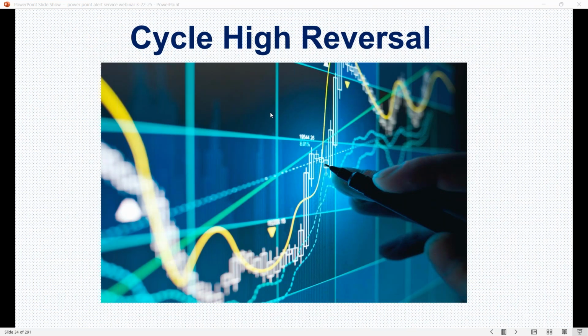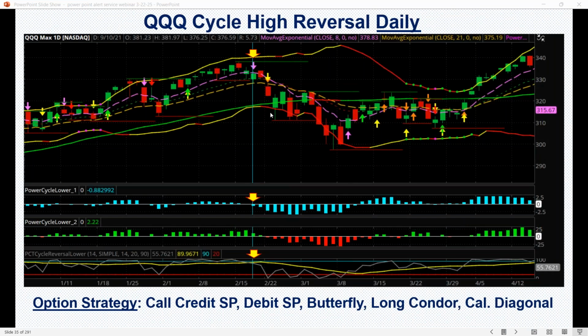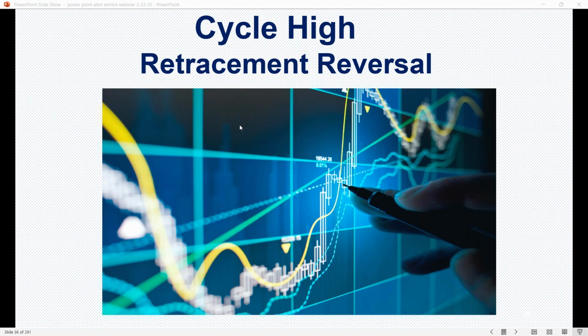And then we have the cycle high reversal, which is where you come up, you're above all the key moving averages, and then the market gets fatigued, starts to lose buyers and gets exhausted, and then you have a move down. In this situation, it's great for credit spreads when you have this buying exhaustion, like to sell an out of the money credit spread. So it could be a credit spread, debit spread, butterflies, etc. These are the chart patterns, and they really help to identify what kind of option strategy to trade based on the pattern. And then here's your cycle high retracement reversal.